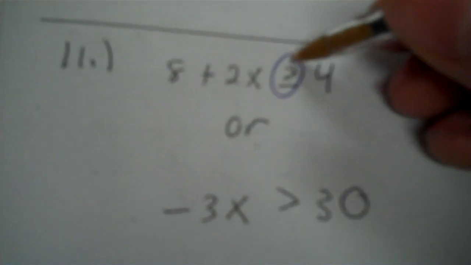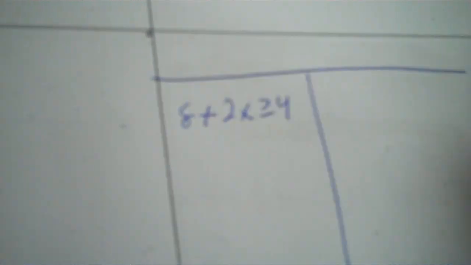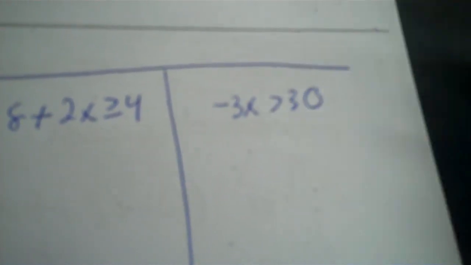Okay, number 11, we have 8 plus 2x is greater than or equal to 4, or negative 3x greater than 30. So that's a compound inequality. So we want to definitely be writing that on each side. 8 plus 2x greater than or equal to 4, and then negative 3x is greater than 30. And we'll need the number line afterwards with those to represent the inequalities.